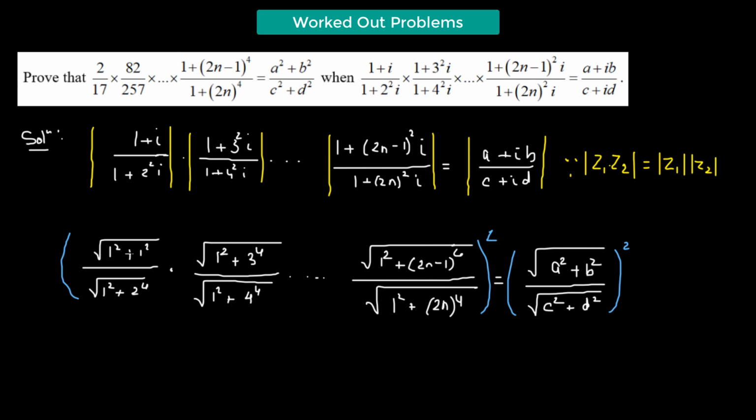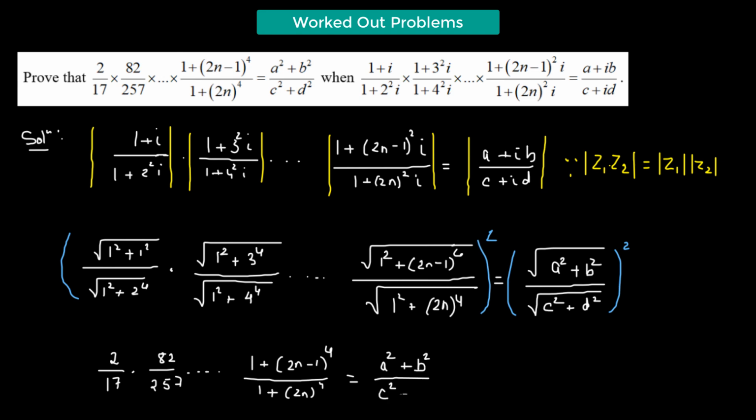So we have 1 squared plus 1 squared, so the square root will go away. We have 1 squared plus 1 squared equals 2, divided by 1 plus 2 raised to the power of 4. 2 raised to the power of 4 is 16, and 16 plus 1 gives us 17. Times 3 raised to the power of 4 is 81, and 81 plus 1 gives us 82, and solving the denominator gives us 257, all the way up to (1 + (2n-1)^4) divided by (1 + (2n)^4), which is equal to a squared plus b squared divided by c squared plus d squared.